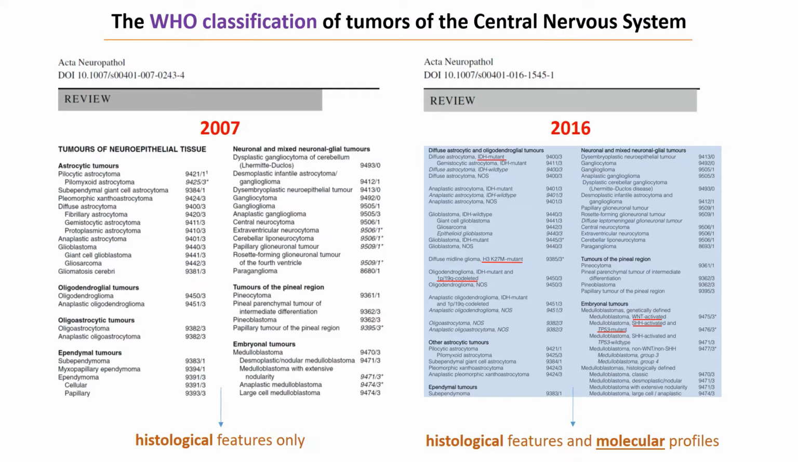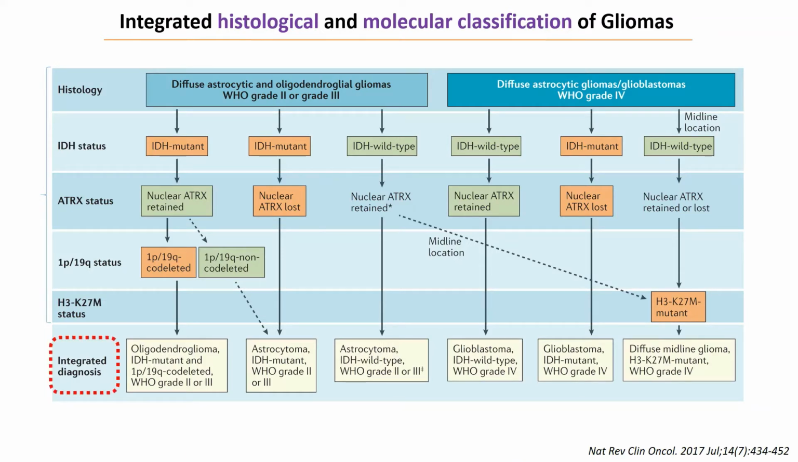This figure nicely summarizes the major classification criteria currently used for gliomas, and again, this includes obviously histology, but also the status of IDH1 and 2 mutations, the nuclear expression of ATRX, and also the co-deletion of chromosomes 1p and 19q. Together, this integrated diagnosis allows us to differentiate oligodendroglioma, which are always IDH mutant and 1p 19q co-deleted and can be of grade 2 or 3, and then we have different combinations for astrocytoma, depending on IDH mutation status and also on their malignancy grade.